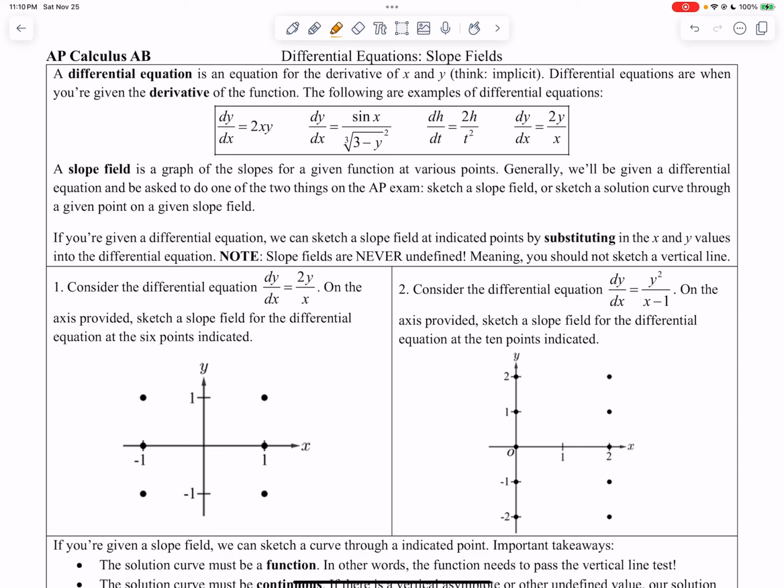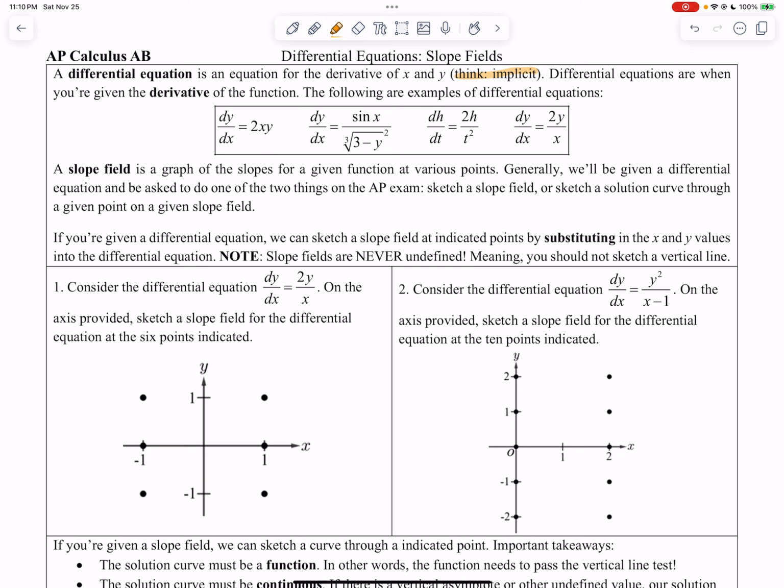Alrighty, we are going to be talking about slope fields and differential equations. A differential equation is an equation for the derivative of x and y. So essentially, what we are going to think about is implicit differentiation, and you know what that is, whenever we did that back in Unit 2.